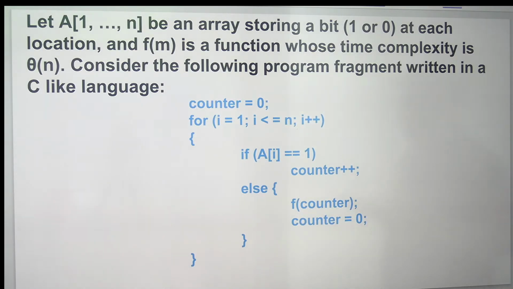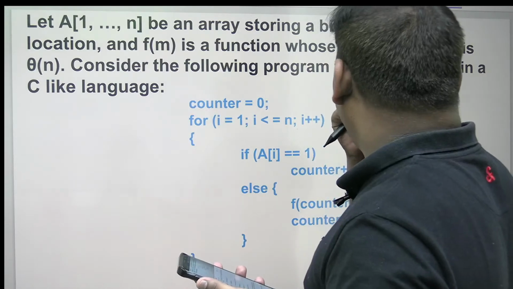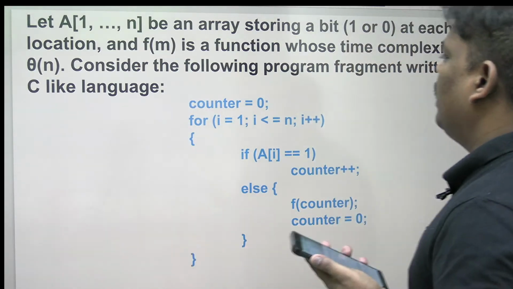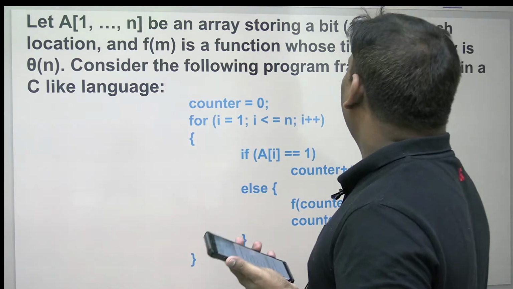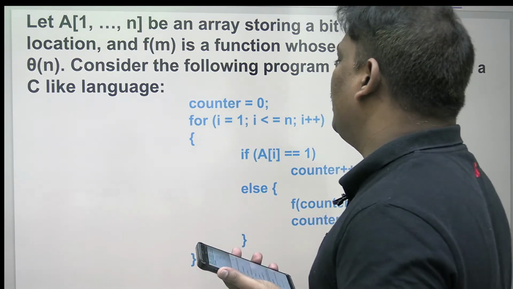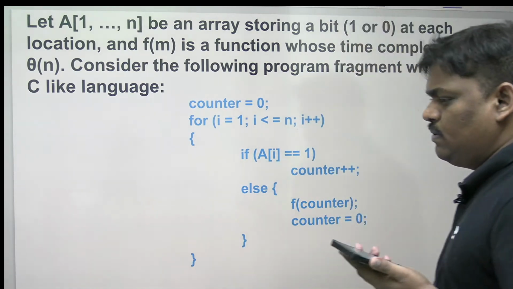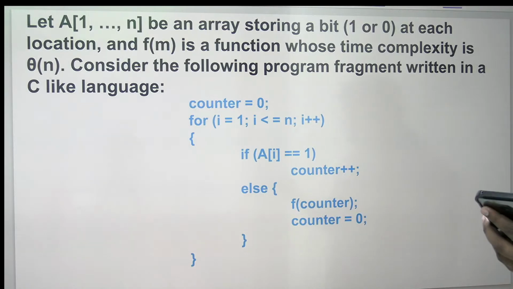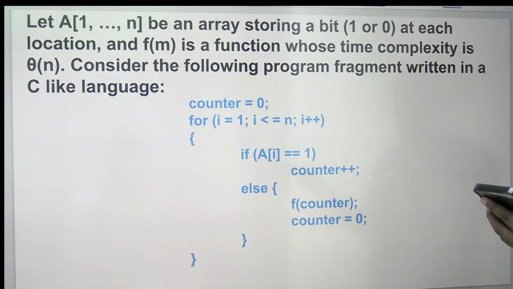What is the answer of this problem? Let a[1..n] be an array storing a bit, 1 or 0, at each location, and f(m) is a function whose time complexity is theta of n. Consider the following program fragment written in C-like programming. So what is the answer for this? Can you guess? Those people who are watching, please let me know the answer.